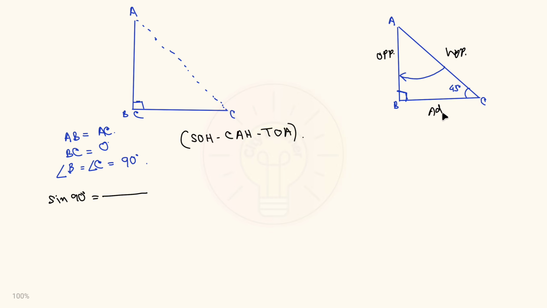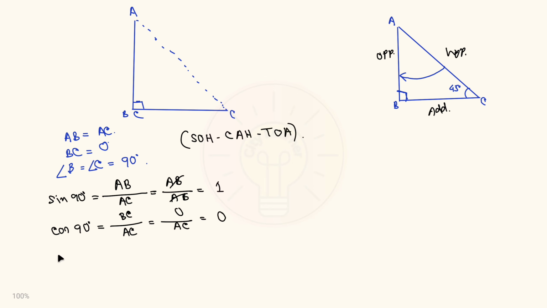So in that condition, if we apply the trigonometric functions, sine 90 degree is equal to opposite side by hypotenuse. Opposite side is AB and hypotenuse is AC. AB is equal to AC, so AB by AB, AB cancels, it will become 1. Cos 90 degree, in case of the cos 90 degree, it will become adjacent side by hypotenuse. Adjacent side is BC and hypotenuse is AC. BC is equal to 0 and AC is the same as AB, so 0 by AC is equal to 0.